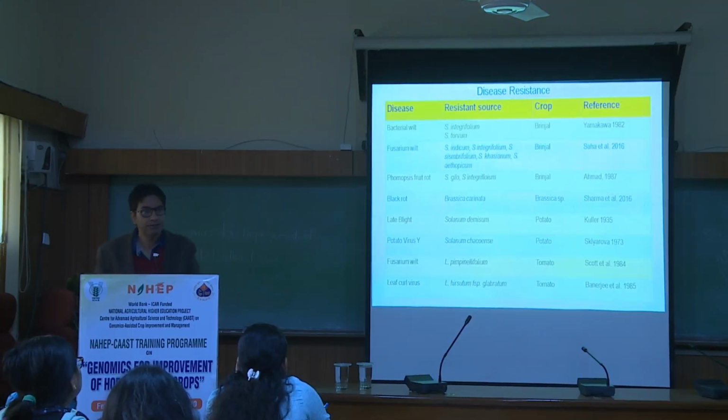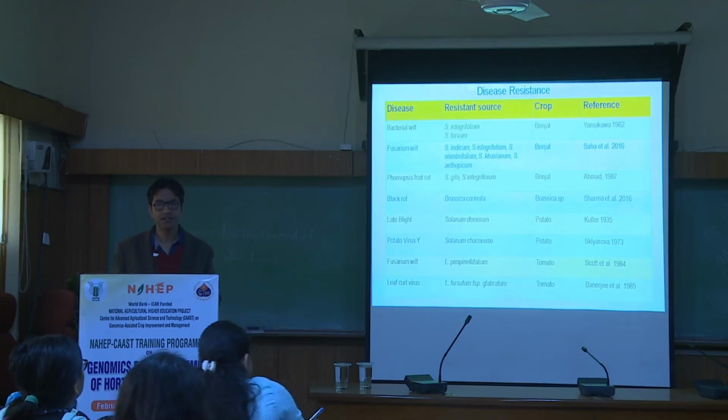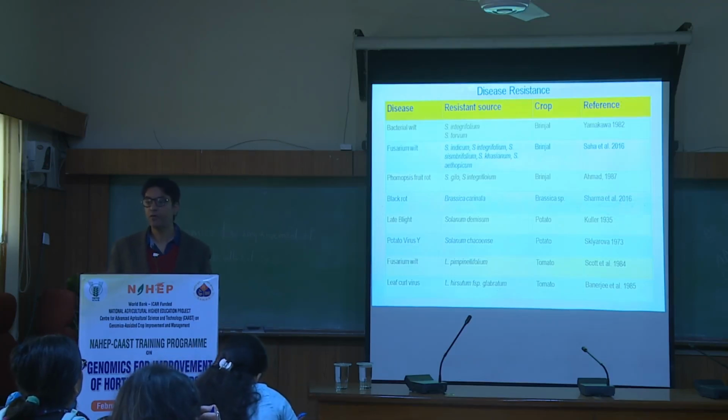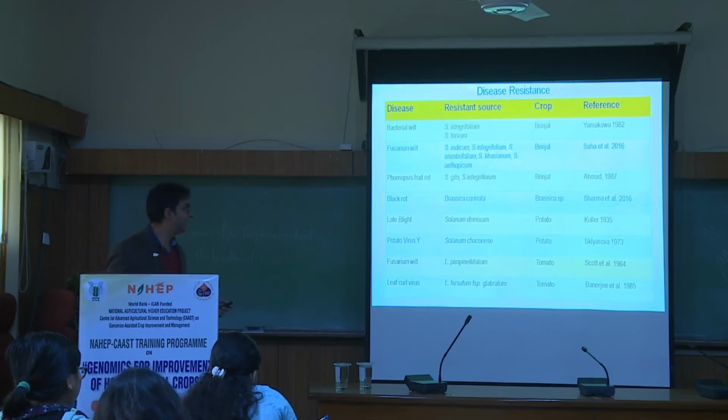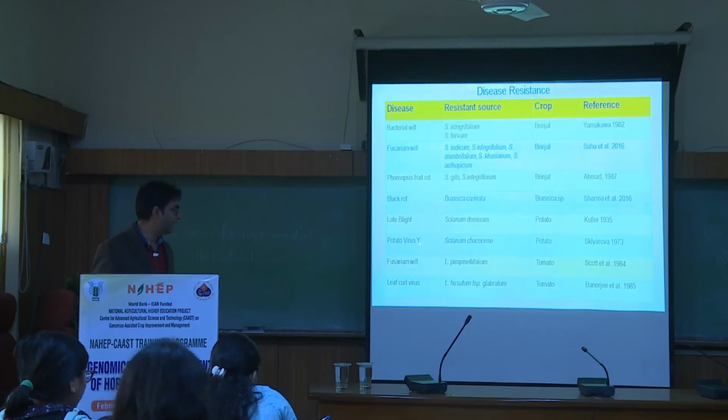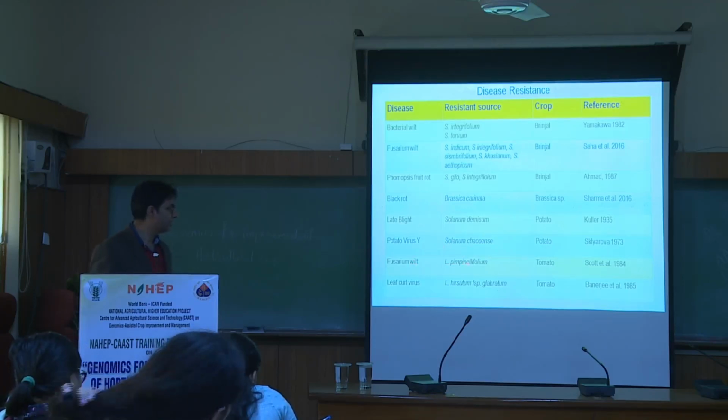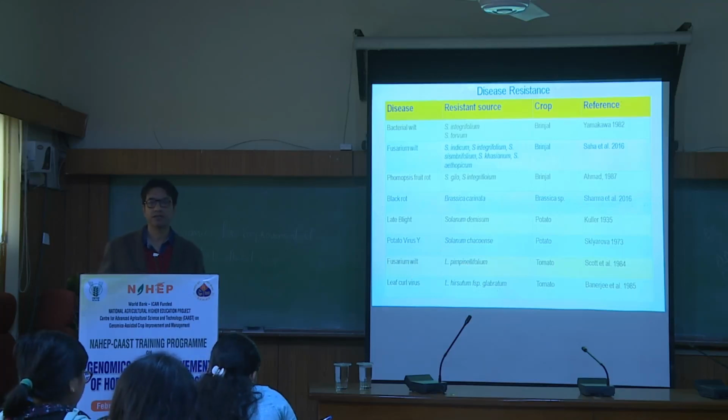Why we want to work on pre-breeding is because we have some knowledge about disease resistance and pest resistance in vegetables. We cannot just start working from the base. In case of disease resistance, Solanum integrifolium and torvum from brinjal are resistant to bacterial wilt. Solanum integrifolium and sisymbriifolium are resistant to fusarium wilt. In brassica, there are some which are resistant to black rot. Solanum demissum is resistant to potato late blight and potato virus Y, Solanum chacoense to fusarium wilt, Lycopersicon pimpinellifolium to leaf curl virus.